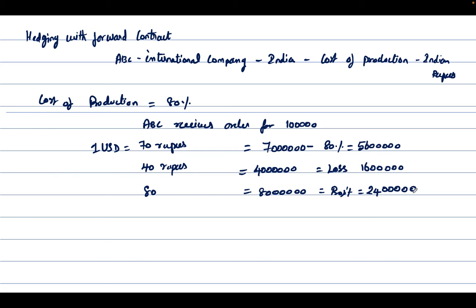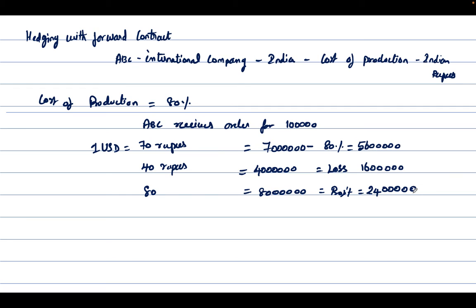So ABC company doesn't have expertise in forecasting exchange rate movement. Therefore, they want to avoid exchange risk. This can be done by selling a forward contract. This involves entering a contract today, say with an investment bank, under which ABC agrees to deliver 1 lakh worth of goods at a fixed rate of US dollars. So this is called hedging.